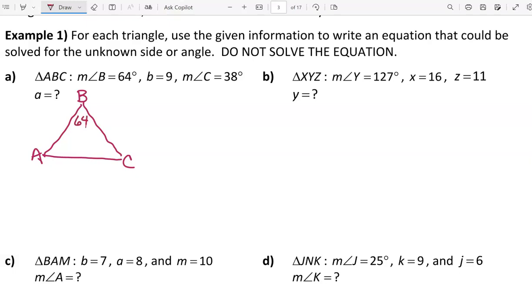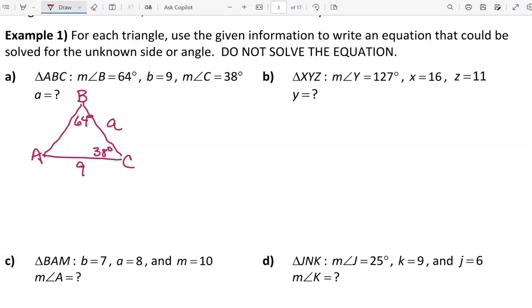So we are given some things which I'm going to mark in my diagram. The measure of angle B is 64 degrees. The measure of side b is 9. And the measure of angle C is 38 degrees. And we are looking for the measure of side a, which is opposite angle A.